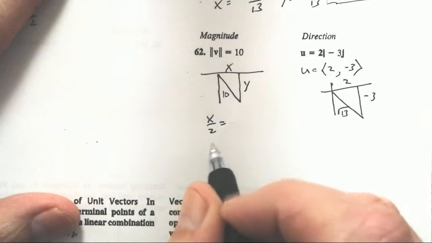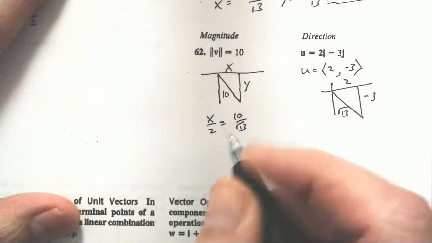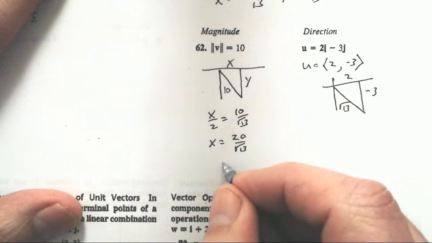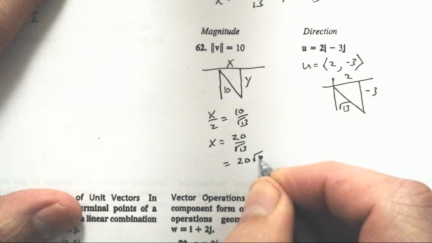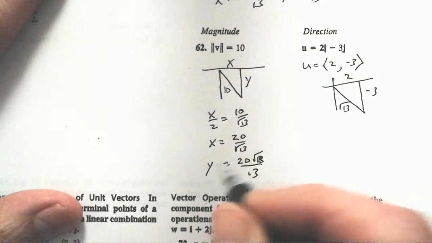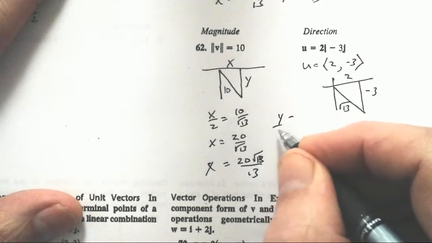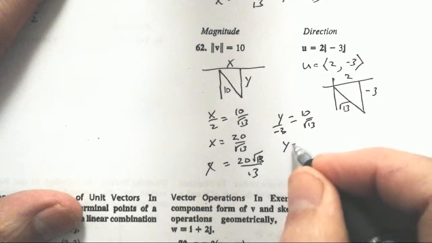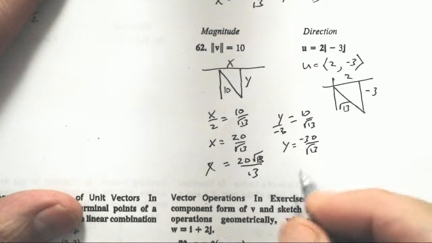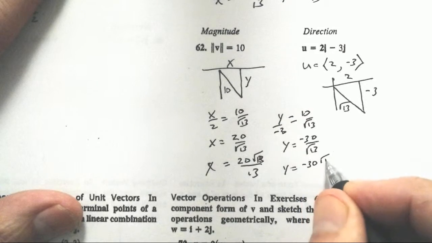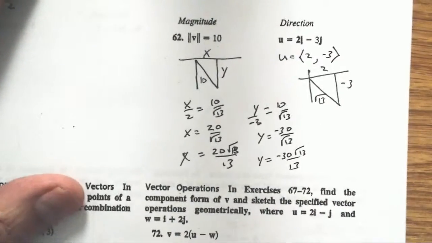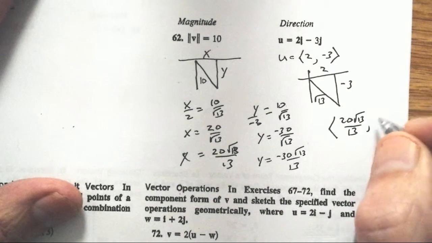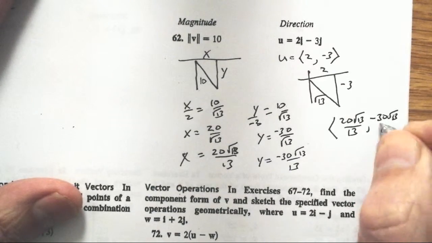So x is to 2 as 10 is to square root of 13. x is 20 on square root of 13, or 20 square root of 13 on 13. Y is to negative 3 as 10 is to square root of 13. Y is negative 30 on square root of 13, or y is negative 30 square root of 13 on 13. So 20 square root of 13 on 13, comma, negative 30 square root of 13 on 13.